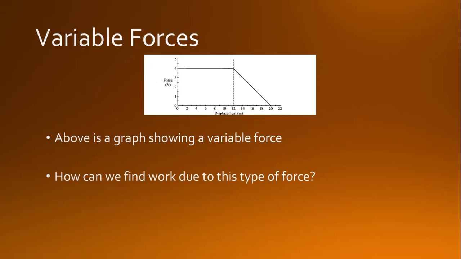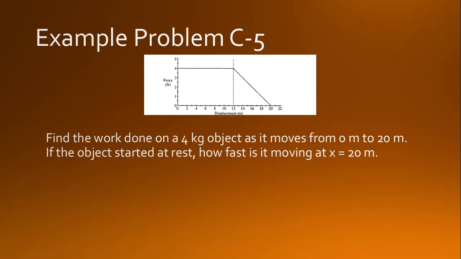So above is a graph showing variable force as a function of displacement, and the easiest way to do this is, say we want to find the work done on a 4 kilogram object as it moves from 0 to 20 meters. And if the object starts at rest, how fast is it moving at x equals 20 meters? So the way to do this is to find the area underneath the curve. So find the area in here between the 4 newtons and there.